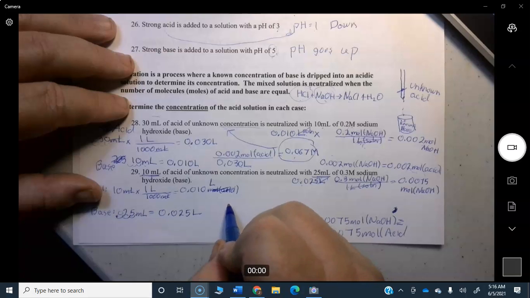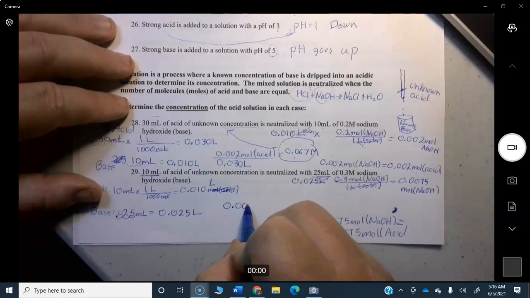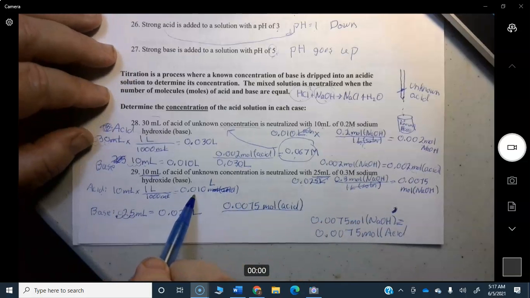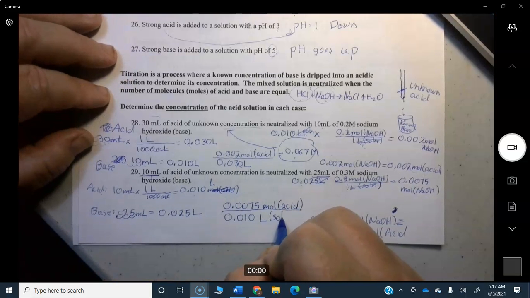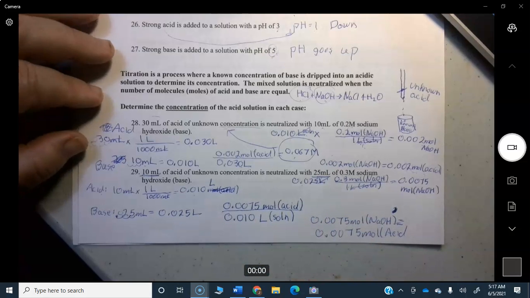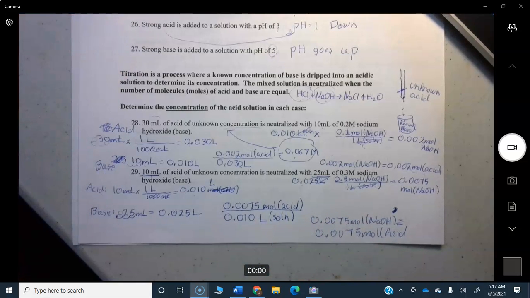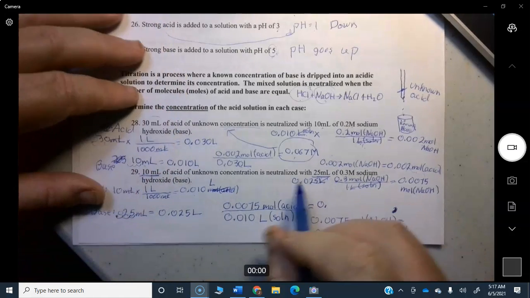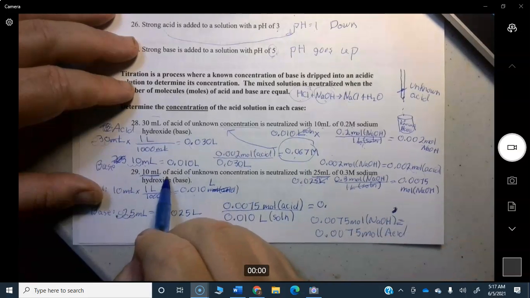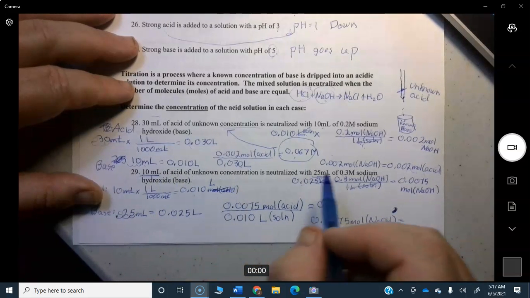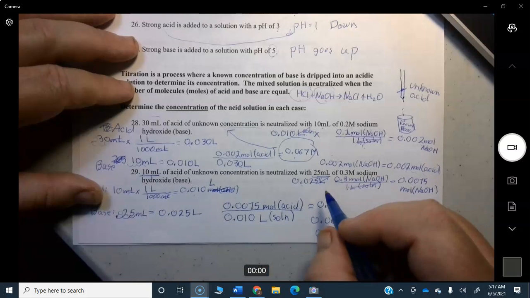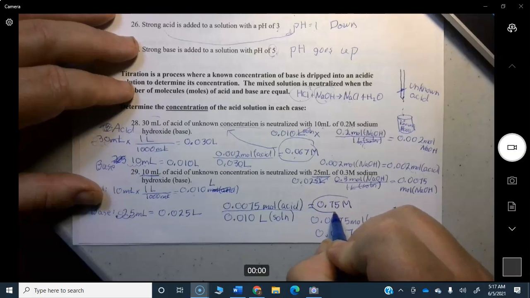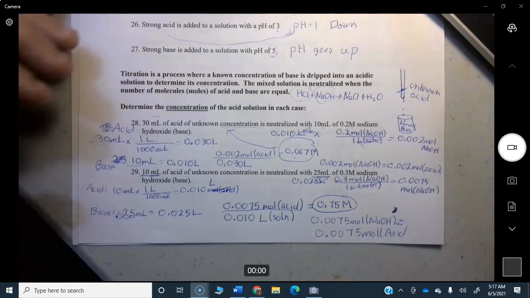So we're going to come back over here and figure out the molarity. It's the moles of acid per liter, and the liters of acid is this number right here, and that's of solution. So now we just do a simple division problem, and that gives us 0.75 molar. So that's the concentration of the unknown acid. That's what they're asking for, acid of unknown concentration, and they want you to find the concentration of the acid, which you did. So it's 0.75 molar. Moles of the acid per liters of solution.